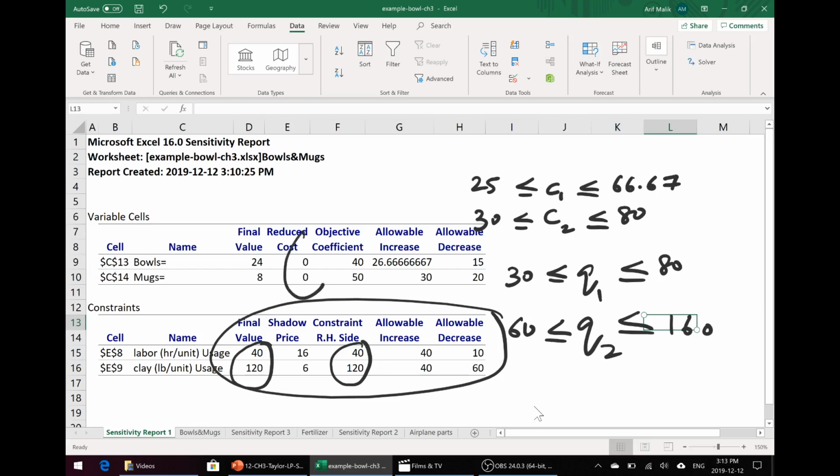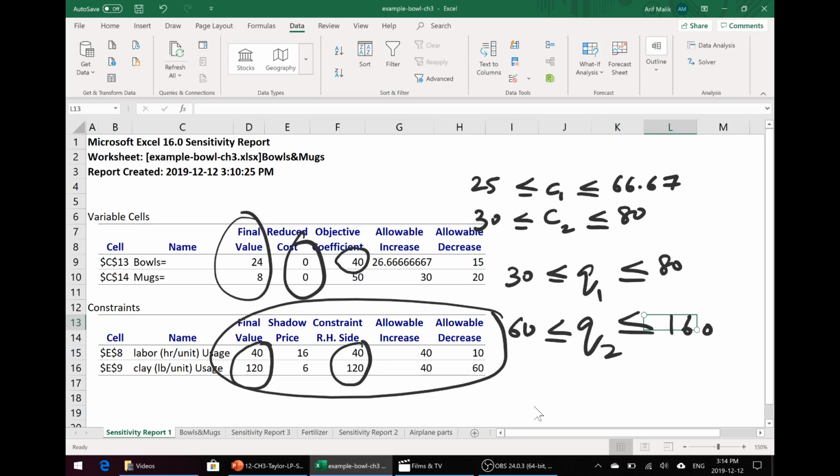Reduced cost, as I told you earlier, if both the variables are in the solution mix, we will get reduced cost equal to 0. It will make sense when one of the variables is not in the solution mix. Now we know that if we change the objective coefficient from 40 down to 25, the solution final value will stay the same.